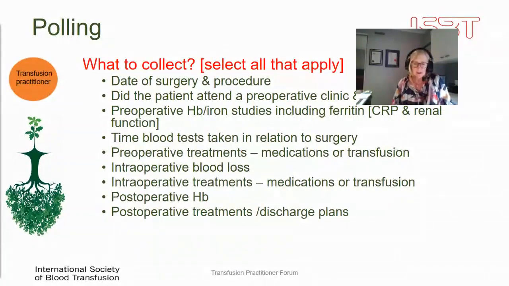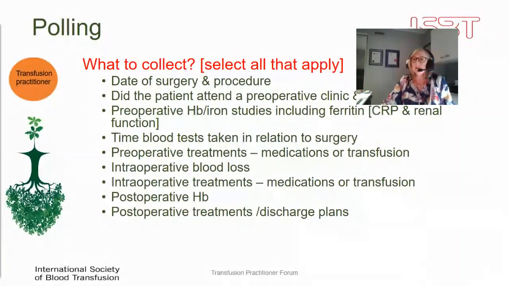Are you going to be collecting the date of surgery and the procedure? Are you going to collect did the patient attend a preoperative clinic and when they did? Preoperative hemoglobin or iron studies, including ferritin? Are we going to be collecting the time that the blood test was taken in relation to surgery, or any preoperative treatments, any intraoperative blood loss, intraoperative treatments, postoperative hemoglobin, or postoperative treatments and discharge plans?